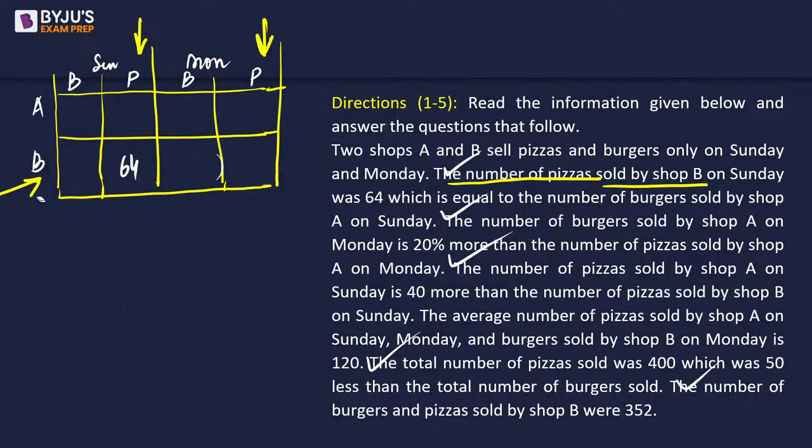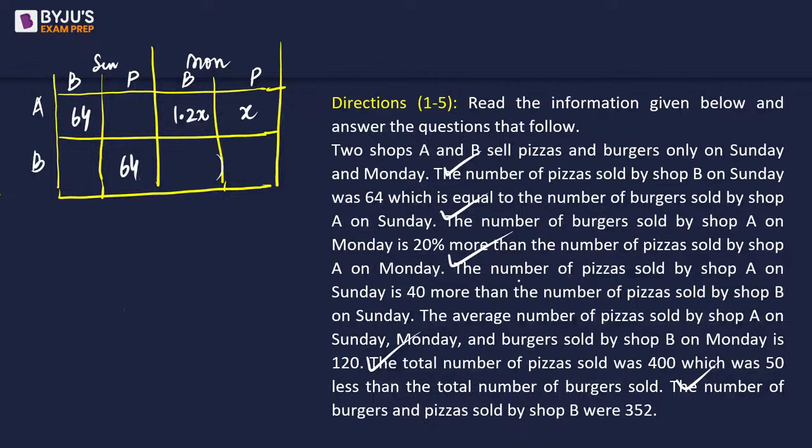We have to be very, very careful now. Because if we make another mistake, it means the entire time is lost. Which is equal to the number of burgers sold by shop A on Sunday. So this is burgers, shop A, Sunday. So Sunday is the left hand side. The number of burgers sold by shop A on Monday is 20% more than the number of pizzas sold by shop A on Monday. So if you're talking about Monday, if this is X, this is 1.2X. So there was no issue with this part. So the 64 number that was misplaced by me. Okay.